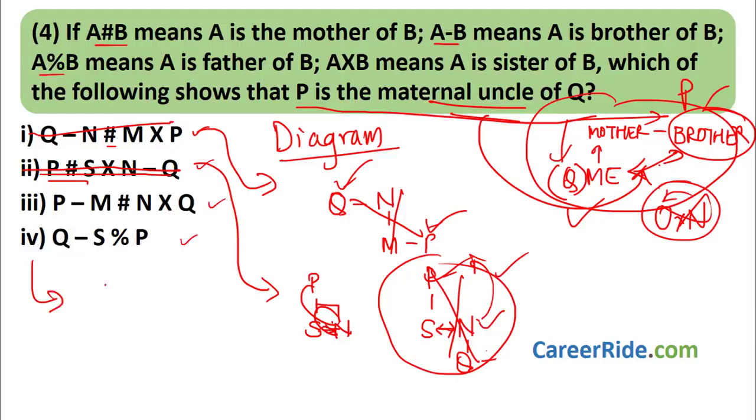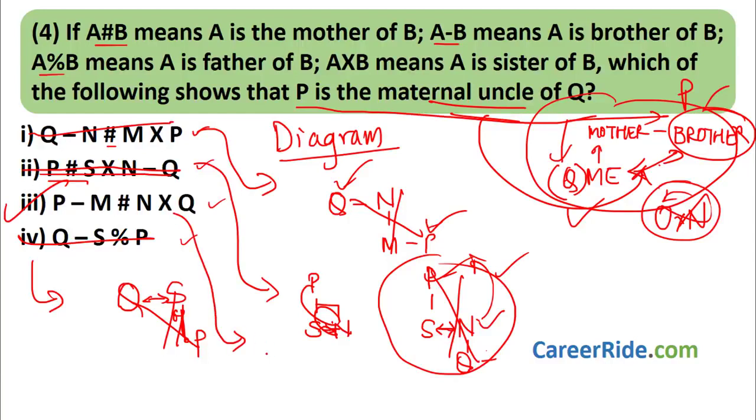This looks easy. Let us see what it is. Q dash S, that means Q is brother of S, right? So siblings we show by this. Now Q is brother of S, S percentage P, percentage means father, S is father of P. Again P and Q, P comes at lower level, so this is not the option. What remains is the third, so this is the answer. But let us draw it, let us not keep it to assumption.